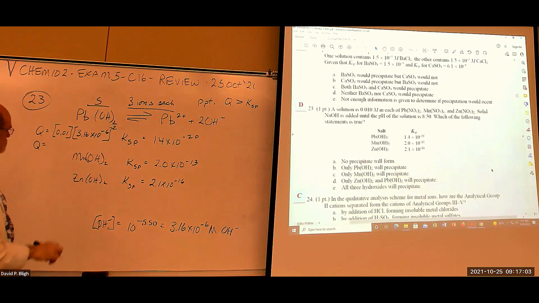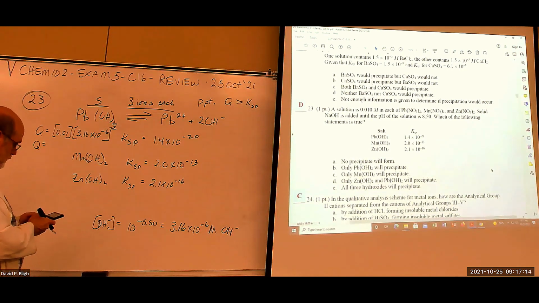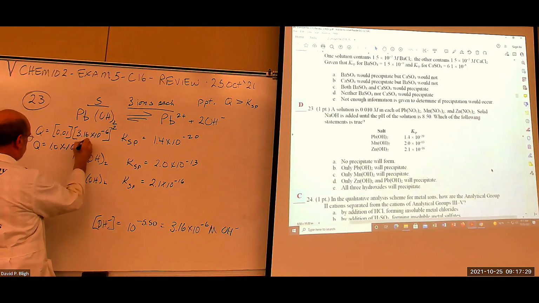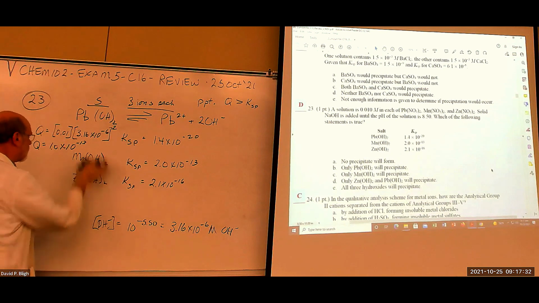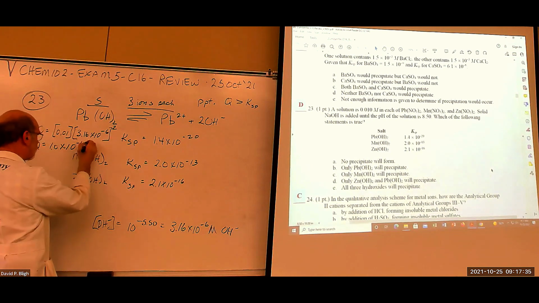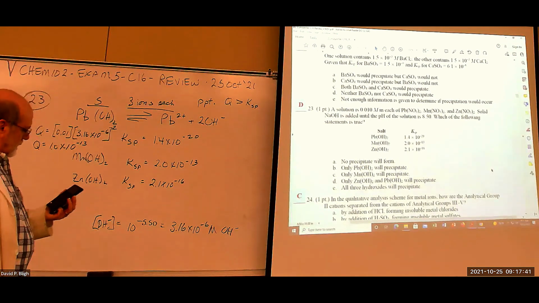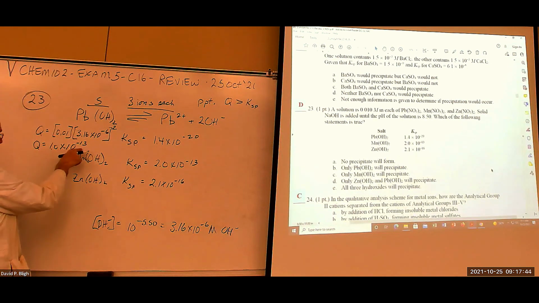So what is the Q? Well, we'll have to calculate it. 3.16 times 10 to the minus 6, and then we're going to square that one, and then times 0.01. So that's 1 times 10 to the minus 13, rounded off. Actually, it's 9.9856 times 10 to the minus 14. You round that up to 10, that brings it down to 1 times 10 to the minus 13.